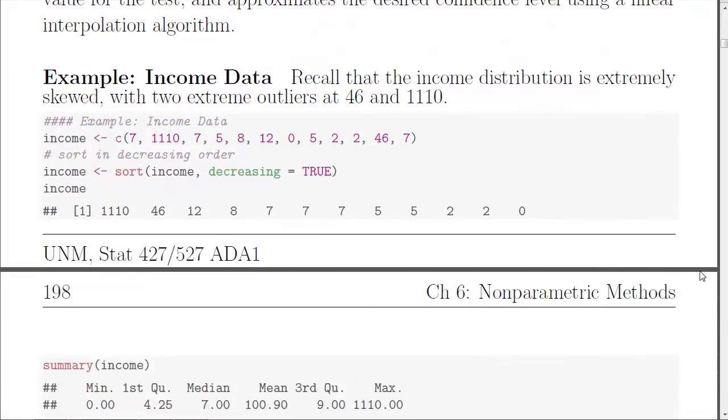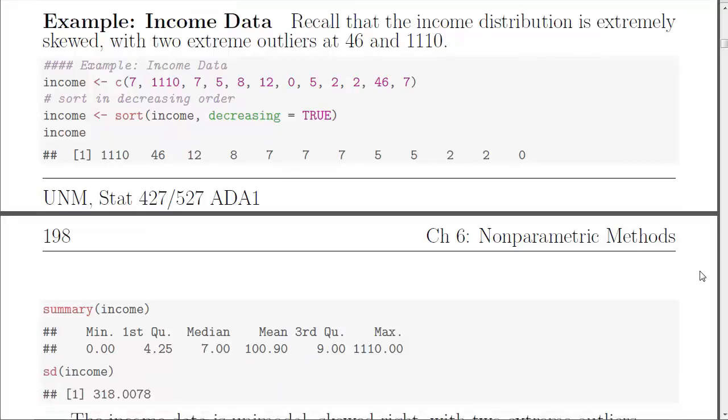So let's look at an example of skewed data. This is an example we've seen in a previous chapter for the one sample test. We probably saw this back in chapter 2. Recall we had an income distribution that was extremely skewed. So here are the data, and I've sorted these from largest to smallest, using decreasing equals TRUE.